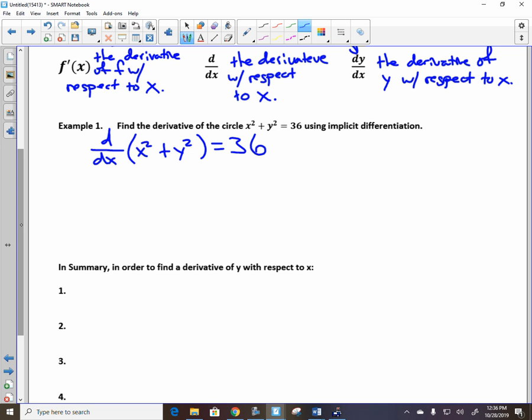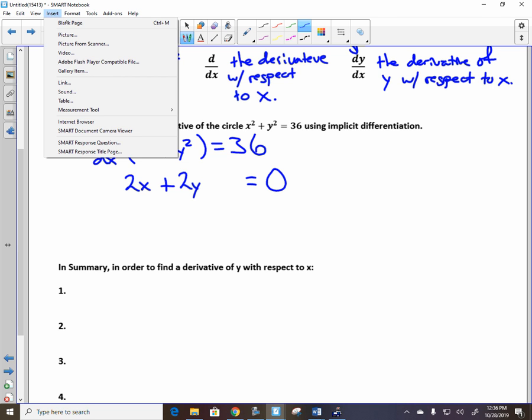Can somebody tell me what's the derivative of x squared? 2x, okay? Can somebody tell me what they feel the derivative is of y squared? 2y. And what's the derivative of 36? Yeah. So we're not quite right with that, okay? And it's just something very small, but I want to make sure that everybody understands this piece.